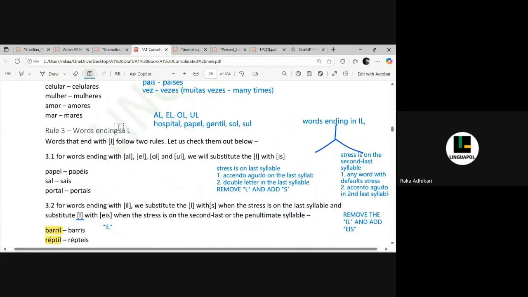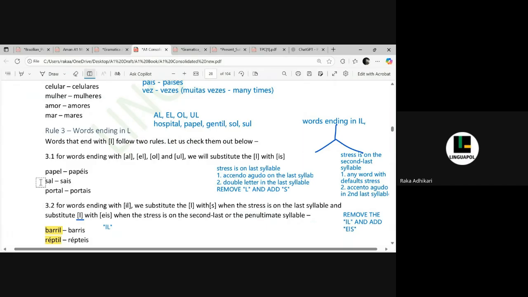Then coming to words ending in L. When we come to words ending in L, we can have 5 combinations. That is AL, EL, OL, UL, and words ending in IL. So for AL, EL, OL, and UL, we have rule number 3.1, which says that we will remove the L from the end and we will add IS. So we are removing one letter. We are removing letter L from the end and we are adding IS.